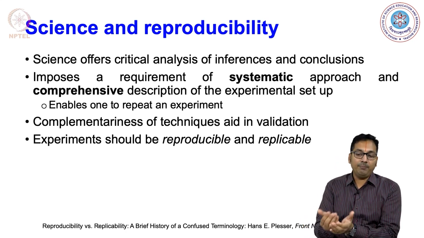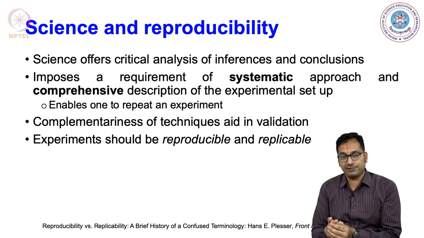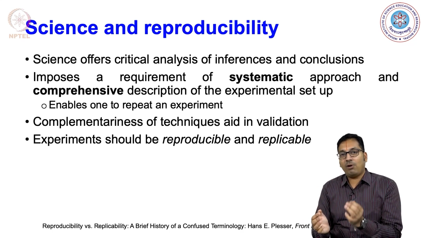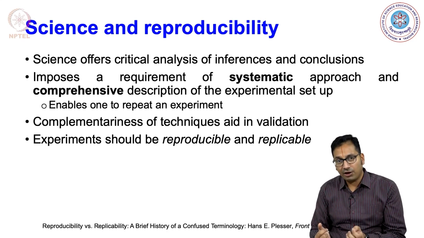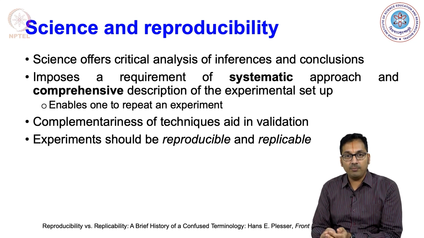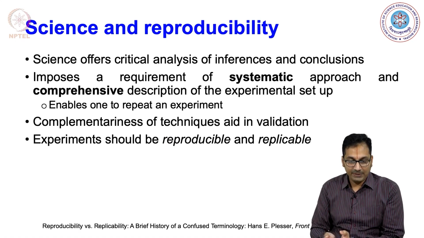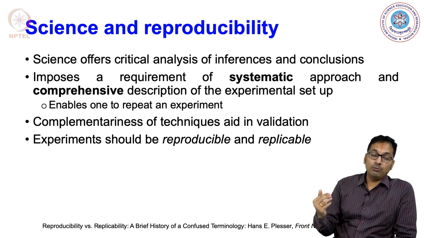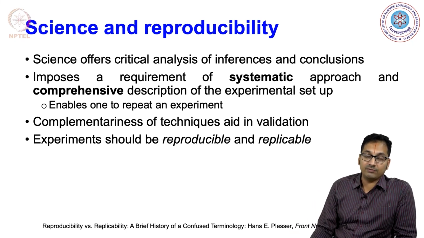On the other hand, a comprehensive description of the experimental procedures is important, meaning that if you are setting up an experiment, every small detail, what is the temperature, what is the pH that you are setting it in, what is the ionic strength, and all these parameters should be carefully documented so that when somebody wants to repeat this experiment, this can be done. And most importantly, in order to validate, we would require complementariness of the techniques used.